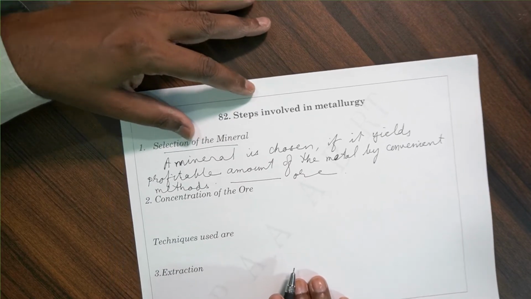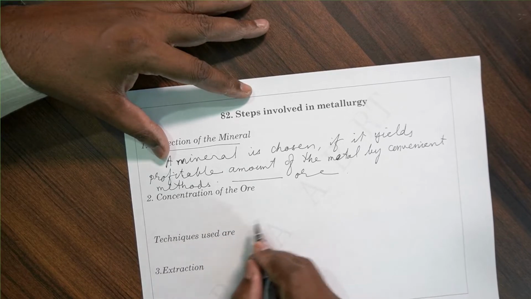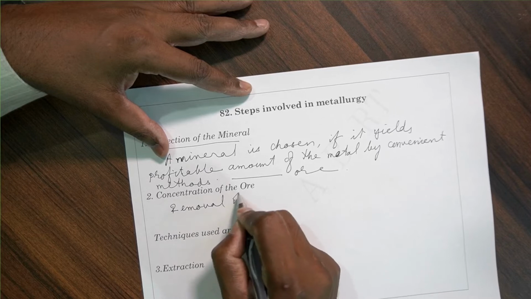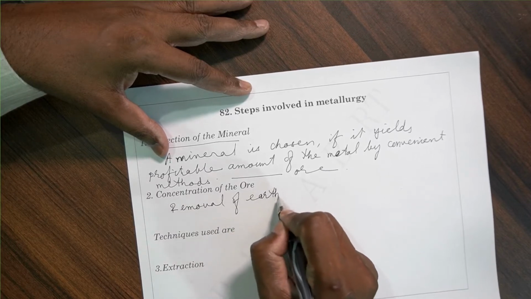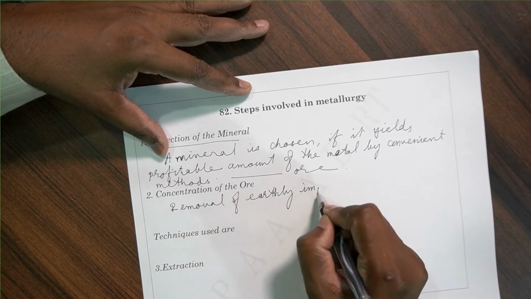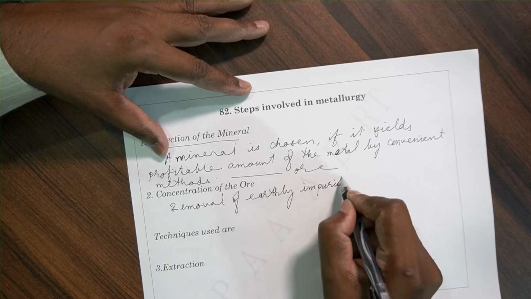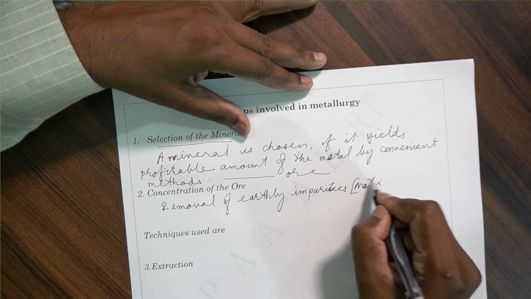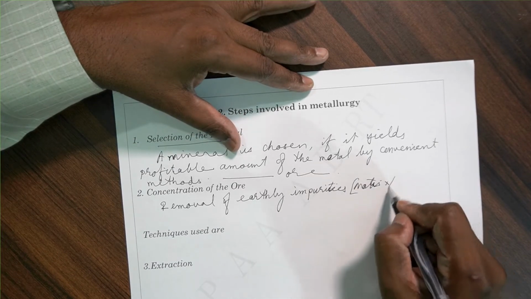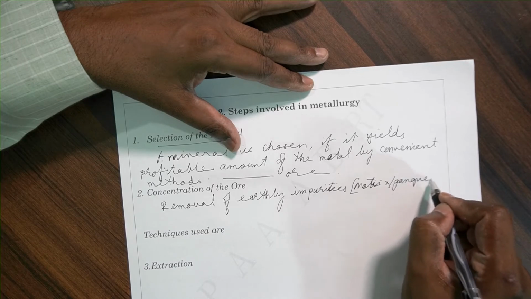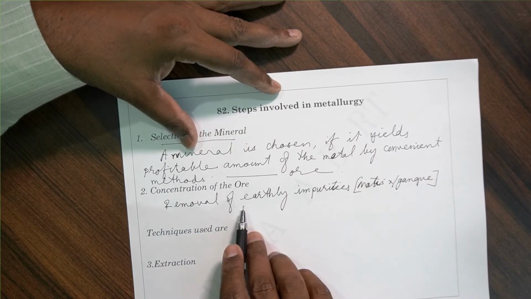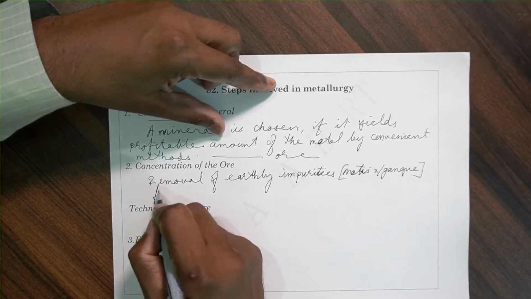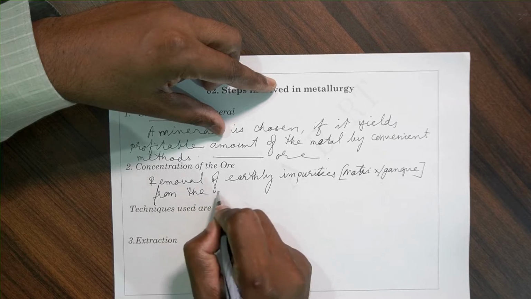Now what is concentration of ore? Step 2 is concentration of the ore. Concentration means removal of earthly impurities, that is called matrix or gangue. That is what is called concentration. So what is concentration? Removal of earthly impurities from the ore.